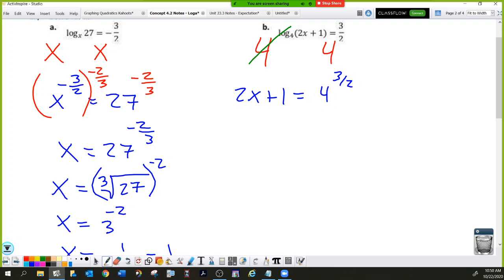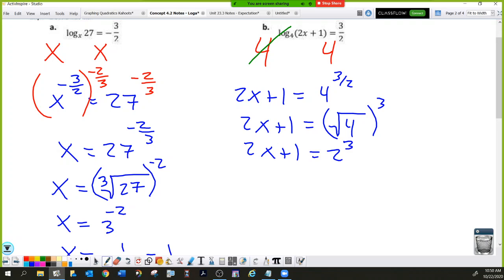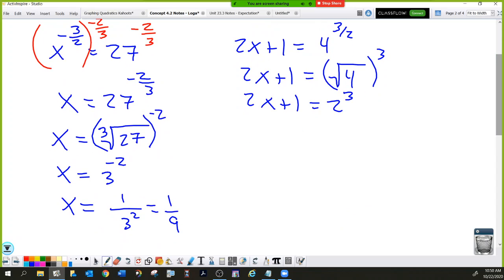And we can evaluate 4 to the 3 halves easily by hand, because the 2 on the bottom of that fraction represents what? Square root. The 2 on the bottom of the fraction represents the square root. And then the 3 will be evaluated later, because the square root of 4 is just 2. And I think it's pretty obvious what we're going to do from here. 2 to the third is 8. And now it's algebra 1. Subtract 1 and divide by 2. Leave your answer as a fraction.